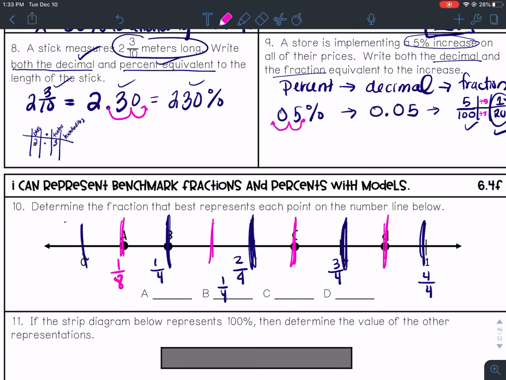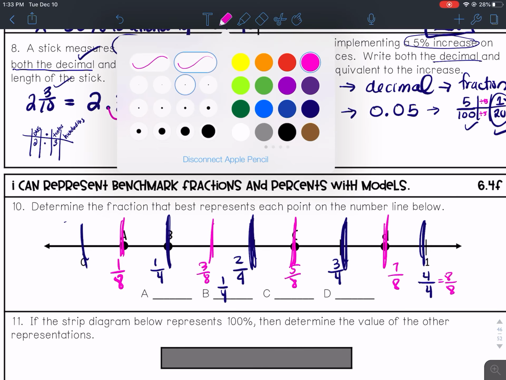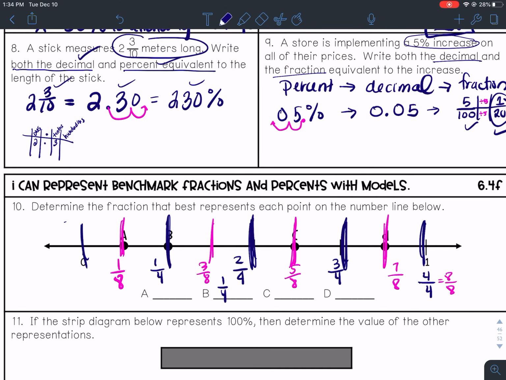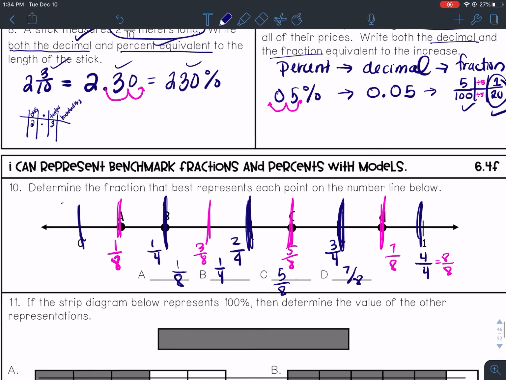This is 2/8. This is 3/8. 4/8. This is 5/8. 6/8. And this is 7/8. And then this one right here would be 8/8. Okay, so A would be, and I know this is super messy, 1/8. C would be 5/8. And D would be 7/8. Okay, we did this. This was the very, very first lesson. So this is a really good review for your mock also.